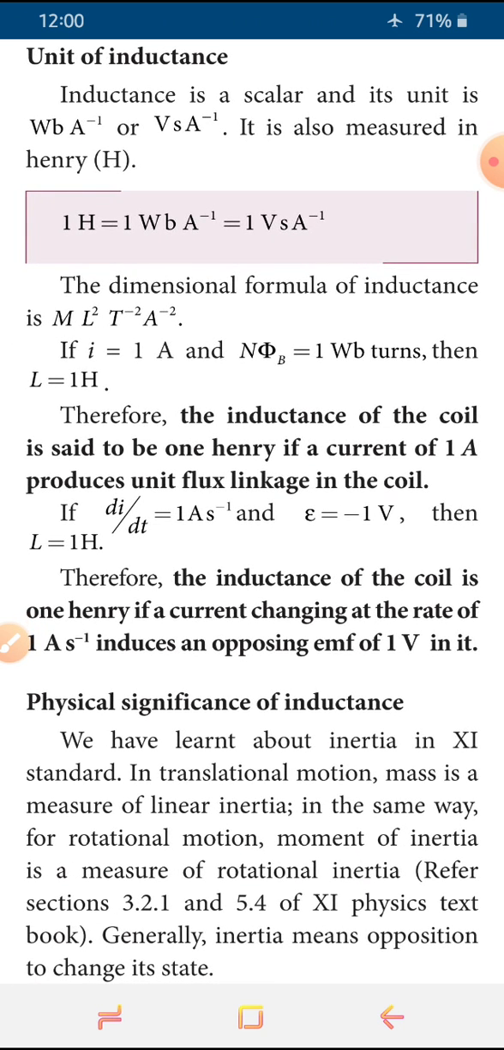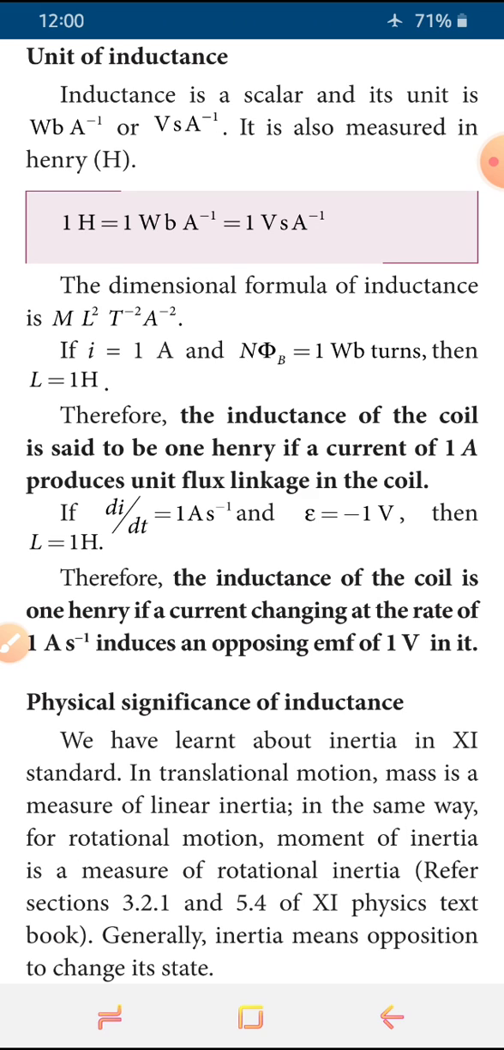In self induction, there is a number of turns in the coil. Whenever we pass an electric current, the magnetic field produced will induce some EMF in that same coil itself, which will oppose the source that is producing the electric current. Okay, we saw that. So the other unit we are going to study now.